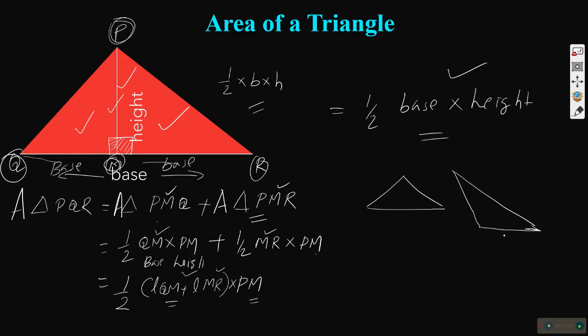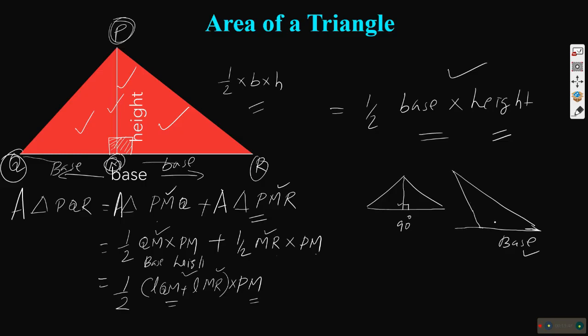Now, if you consider this as base, where is the height? The definition of height of a triangle you have studied. If you take this as base, then you should have a line drawn from the opposite vertex to the base, and it should be perpendicular, 90 degrees. Correct?